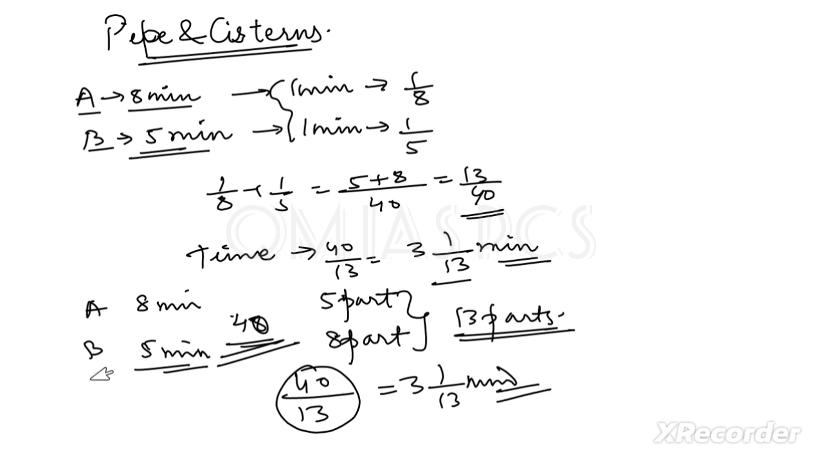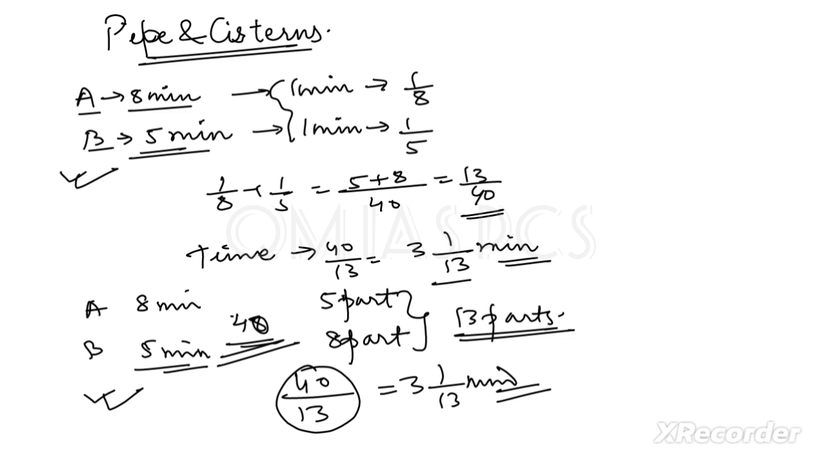If this step is easier for you, then try this step. If that step is easier for you, then try that step. That's your wish. So this is pipes and cisterns. Next we will understand negative work. Negative work means leakage, leakage in the pipe or tank.